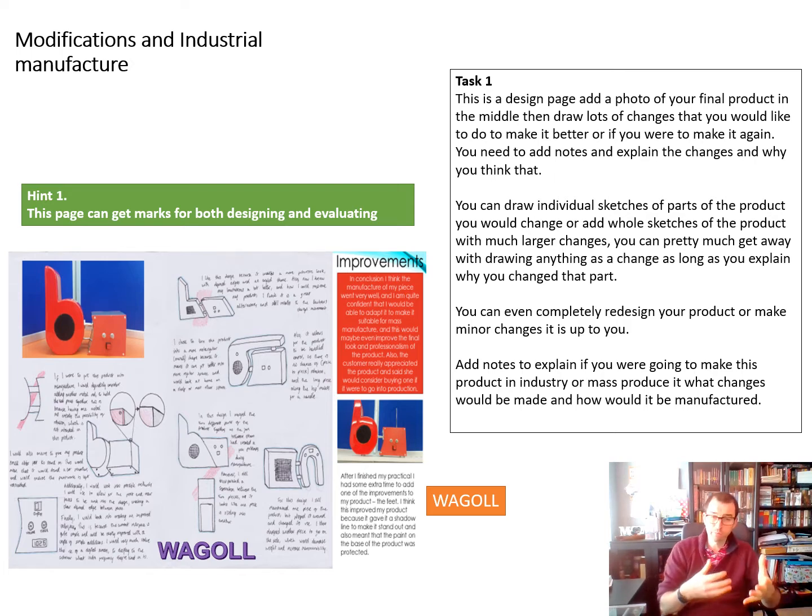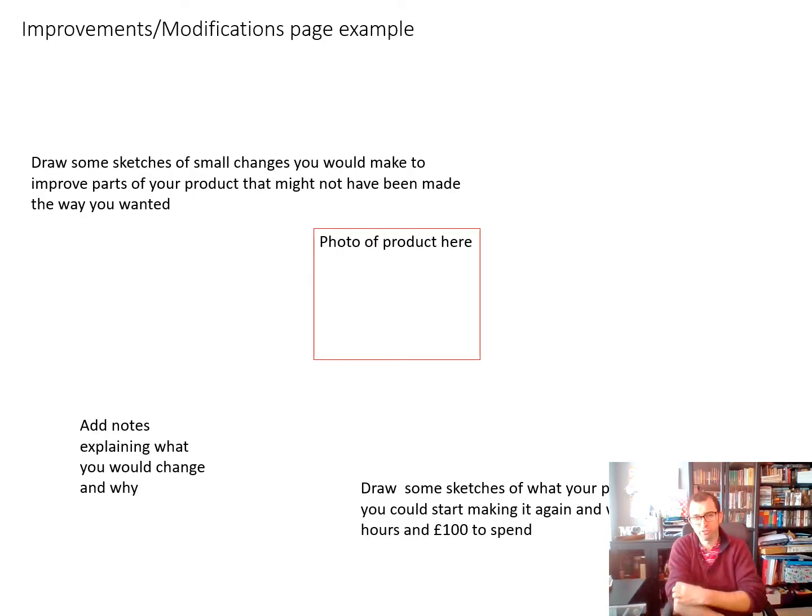So obviously you don't have photos at this point, so I'm going to talk you through how to go about this, and it's how we do it most years anyway. But the idea with this page is you're going to talk about how that product could be improved. And you're going to do this through the medium of designing and drawing. So as a page, I've set it up here. I would leave a gap in the middle or in the corner, it doesn't really matter. And just say photo of product here. We know what your products look like, so we'll just assume there's a photo there.